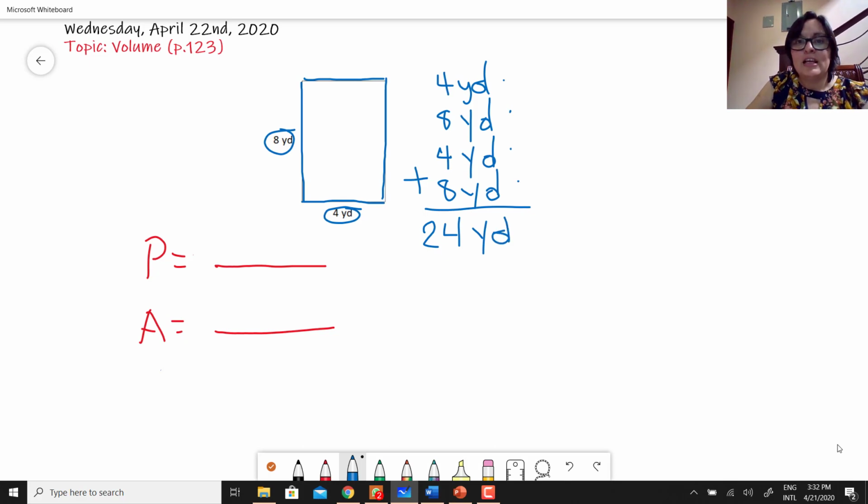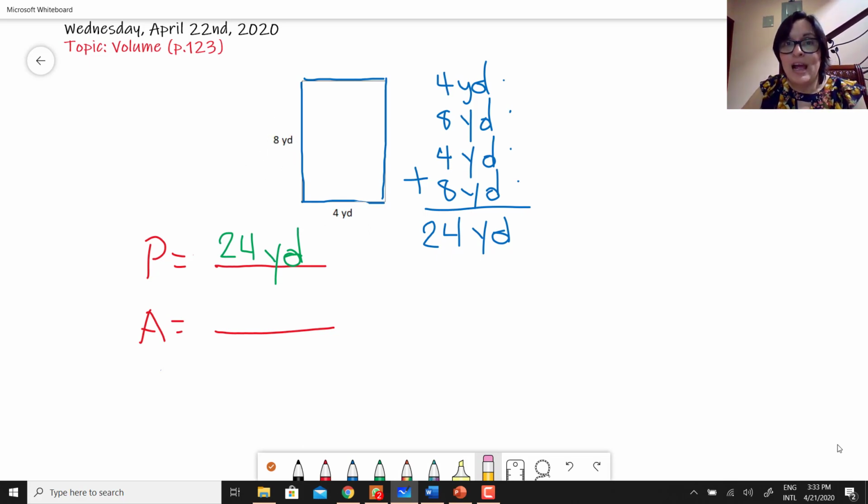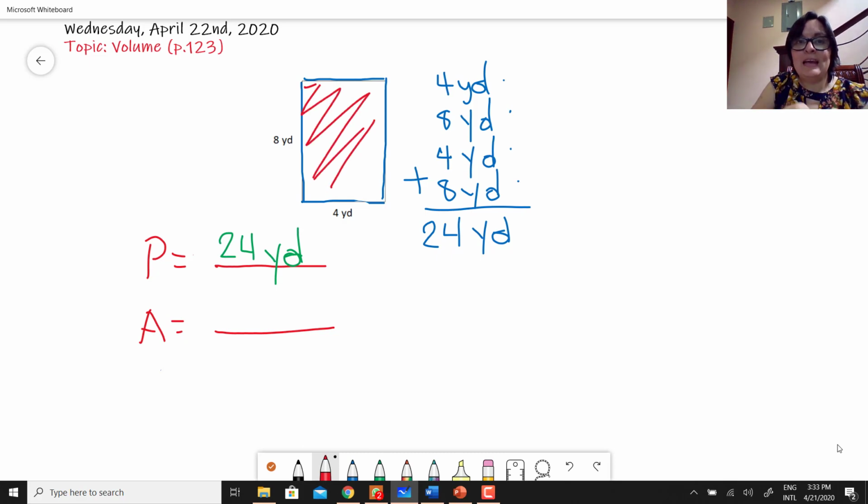24 yards. So we write here 24 yards. These ones are not square, are not anything else, just yards, because we are talking about perimeter. Now we have to calculate the area. So remember that perimeter is the distance around a shape. But the area is what we have inside the shape. The square units that we have inside a shape.